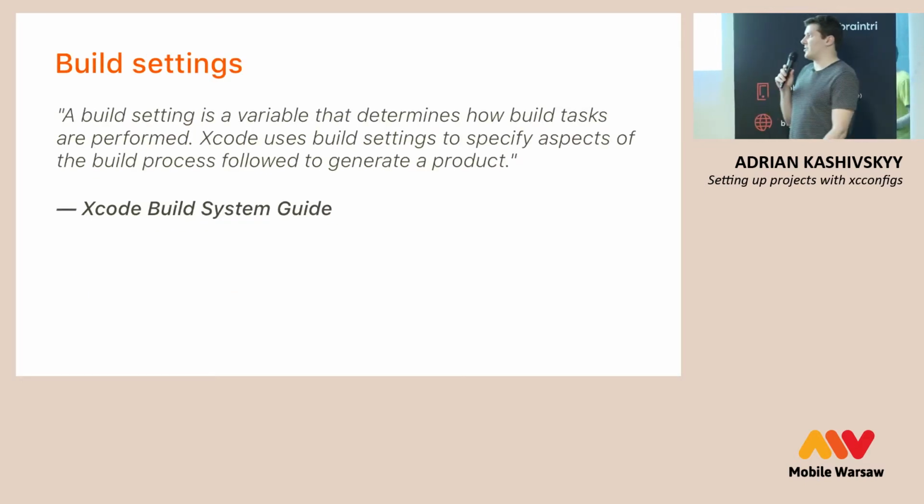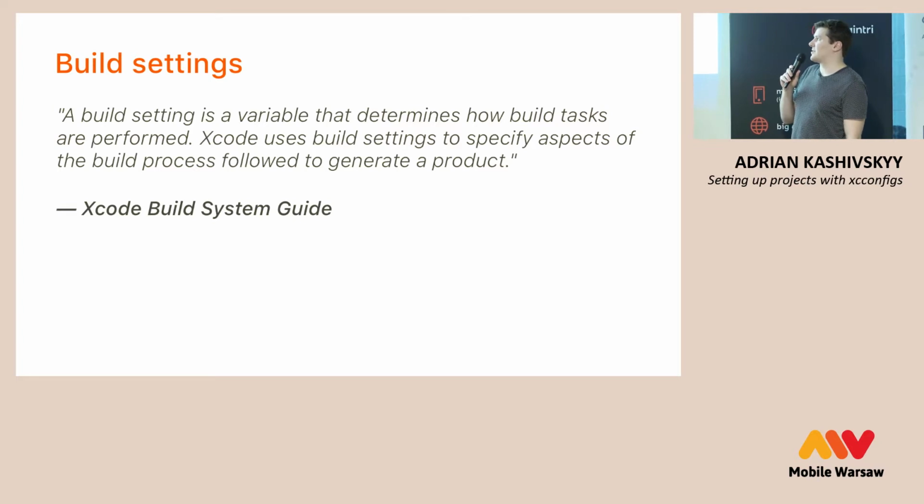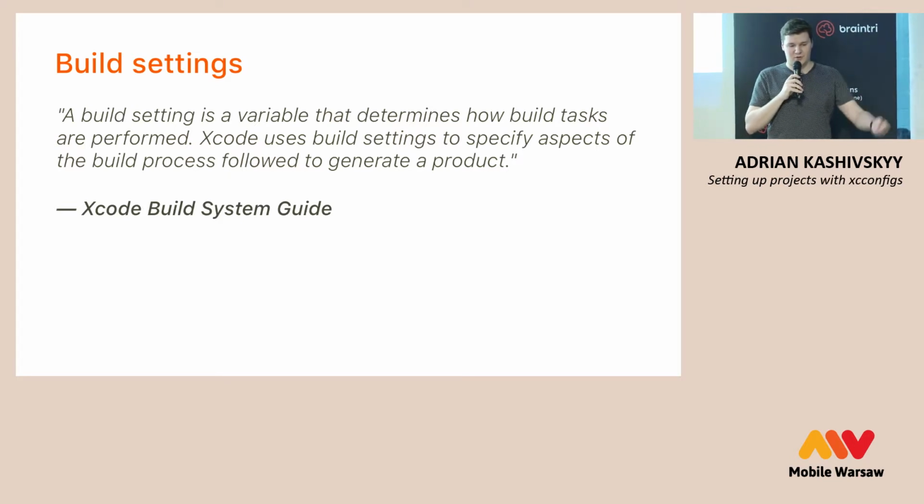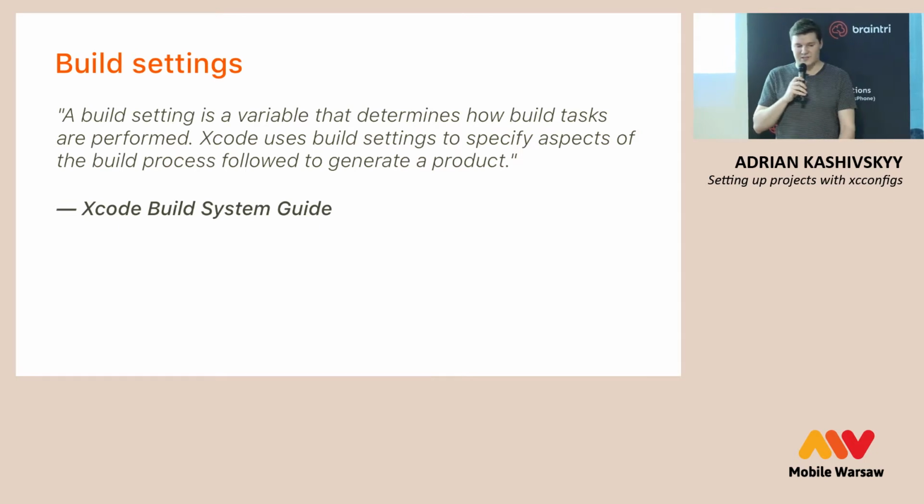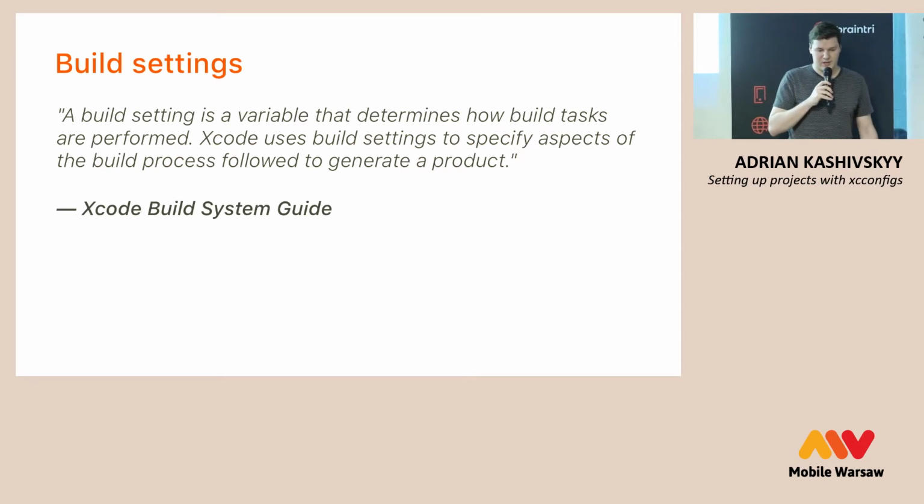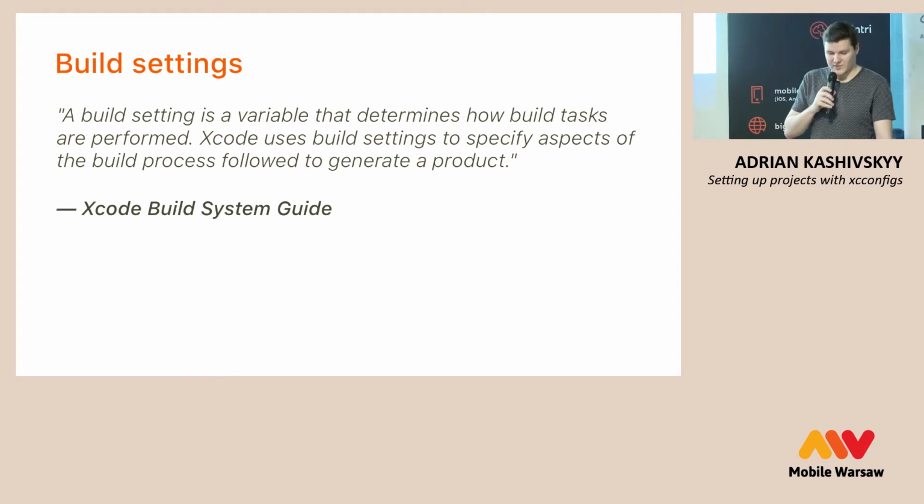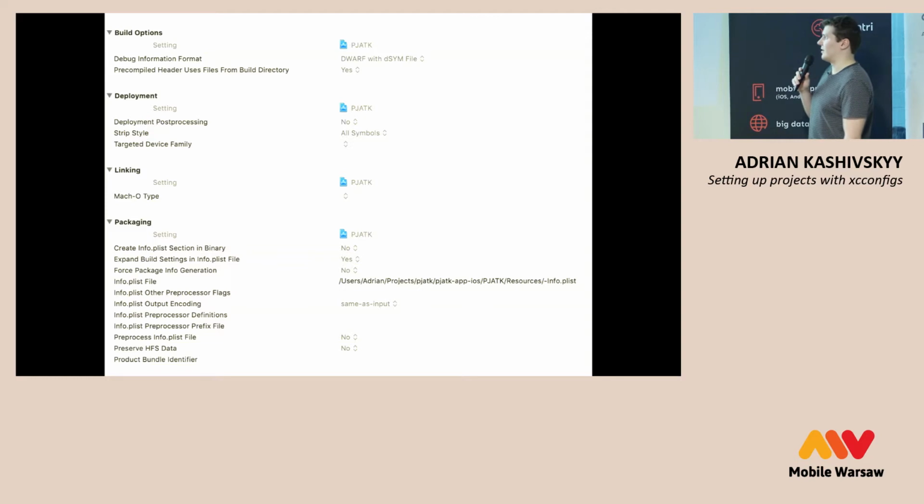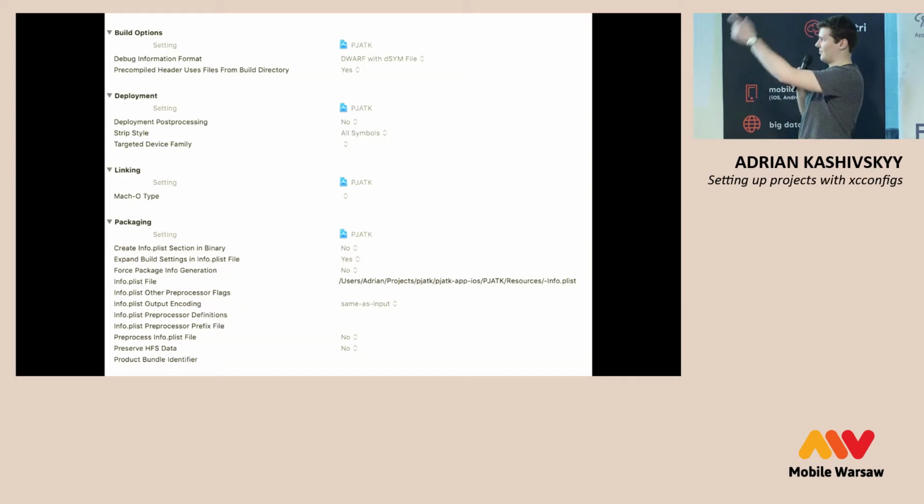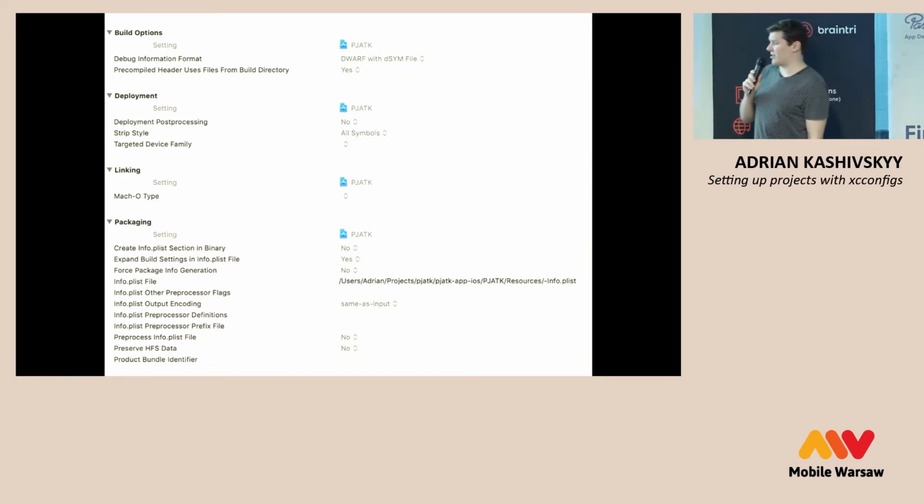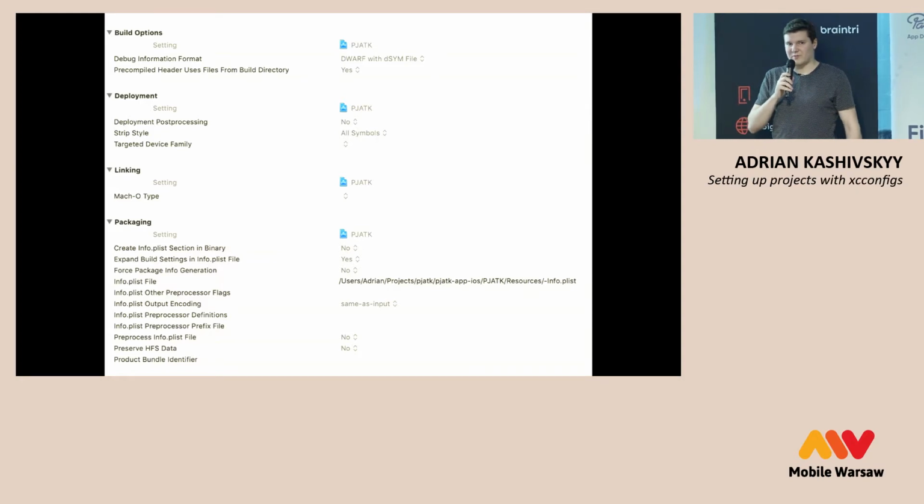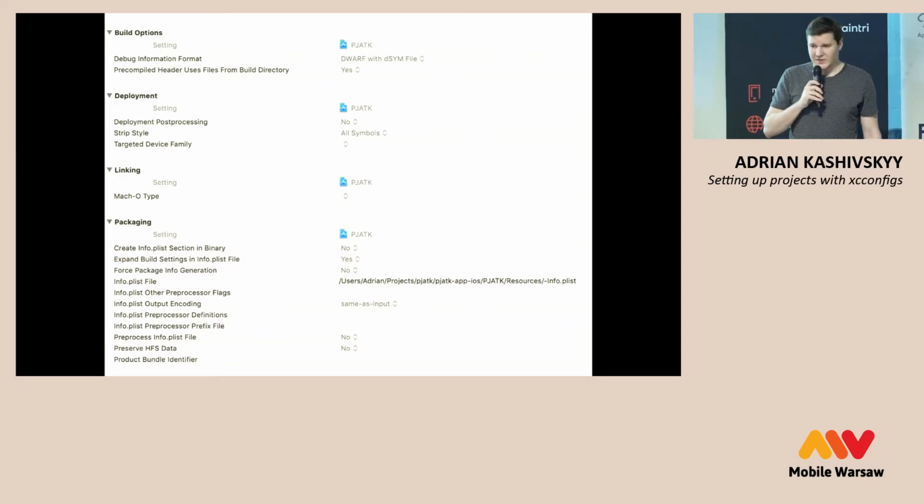So yeah, what are build settings? The Xcode documentation defines them as variables that determine how build tasks are performed. Basically, this is the configuration of how Xcode takes your code and packages it into the app you can install on your phone or upload to the App Store. And there are a lot of build settings. You might know them from this screen. This is actually a combined screen, not with the levels. There are over 100, or maybe over 200, different build settings, and they all do different things.